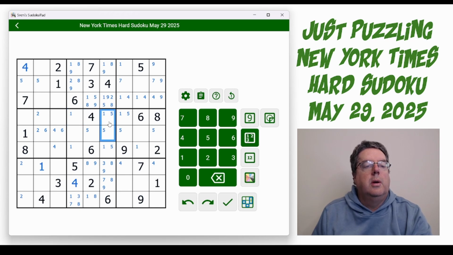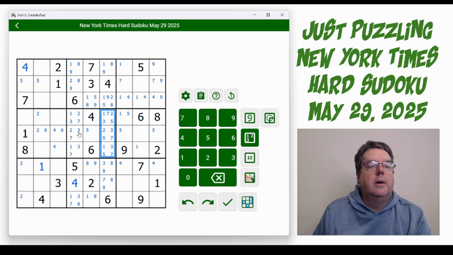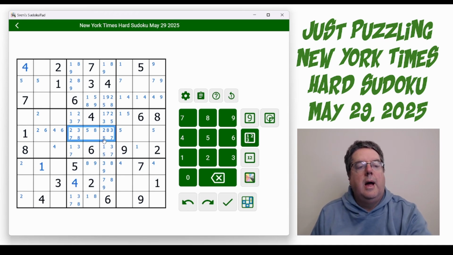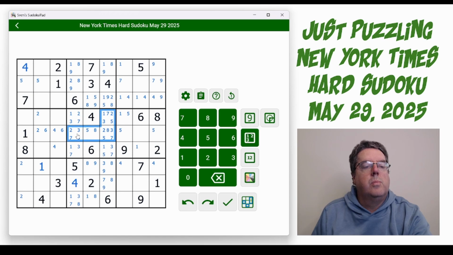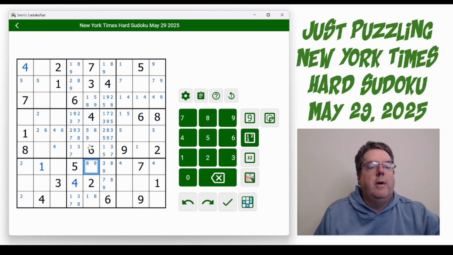2 here only. No, that's not right. 2 can be there or there. So 2, 3, or 3, 4, 5, 6, 7, again, 7 or 7, 8 across there, and 9. So 1, 8, 1, 5, 8, 1, 8, 9. Okay, so that makes sense.